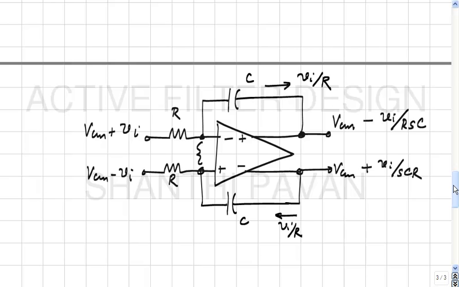Yes, the input common mode of the op amp is what now, tell me? The question is, what is the input common mode voltage here? Why should it be VCM?